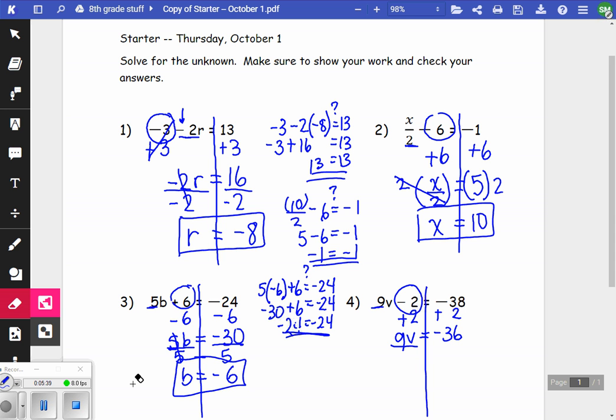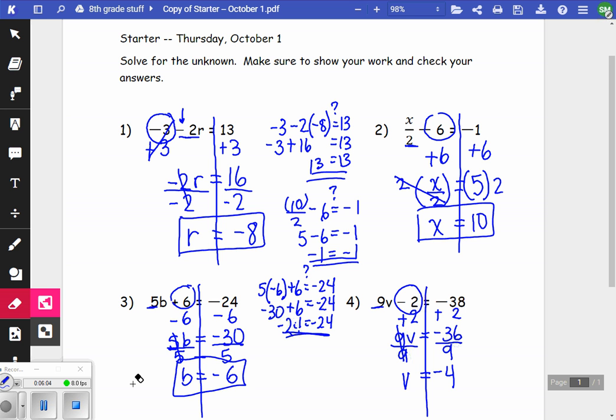And then I need to deal with this coefficient, and it was multiplying, so now I'm going to divide. 9 divided by 9 is 1, and all I have left is 1 times b, which is b. -36 divided by 9, if I put that in a calculator, I get -4.